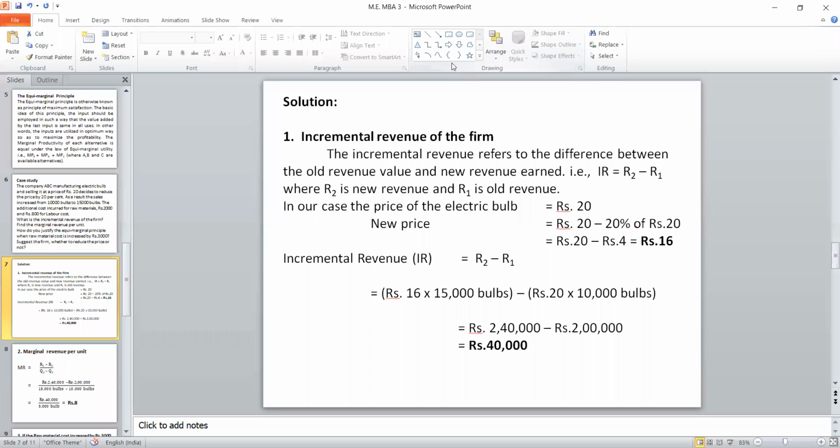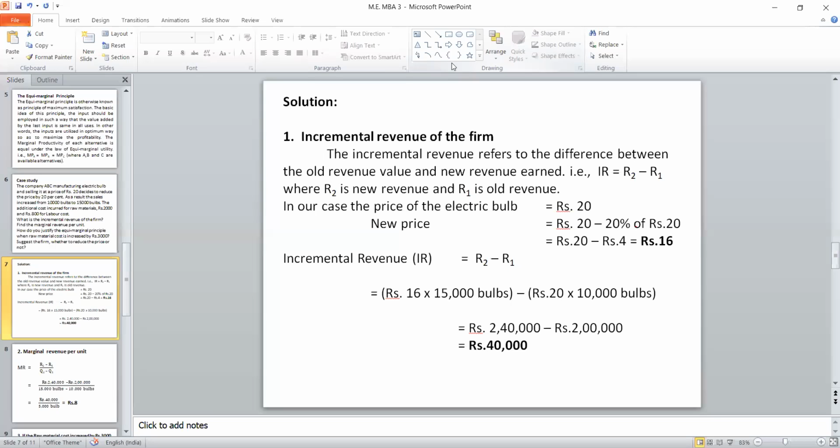First one, the incremental revenue that we have to calculate. So how do you calculate the incremental? New price minus old price, or old price minus new price, you have to calculate. What is the old price? Rupees 20. And what is the new price? A 20% reduction in the old price. 20% of 20 rupees is 4 rupees.